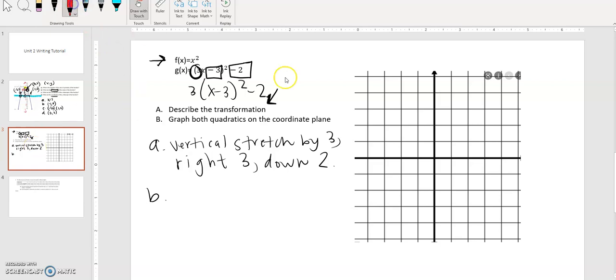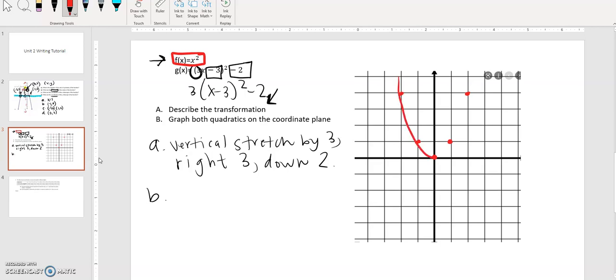For part B, we're actually going to graph these. So I'm going to let my parent function be in red. It's always going to start at 0, 0. And it's going to have the points 1, 1, and then 2, 4.